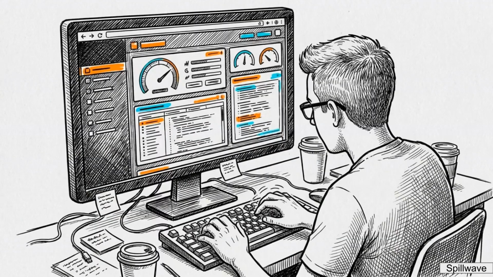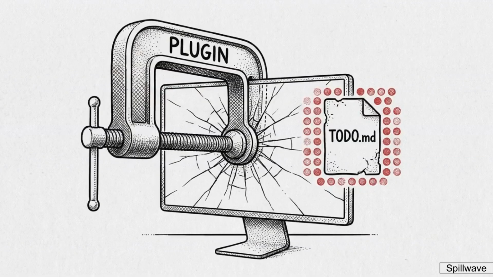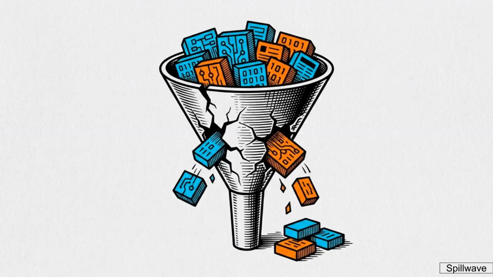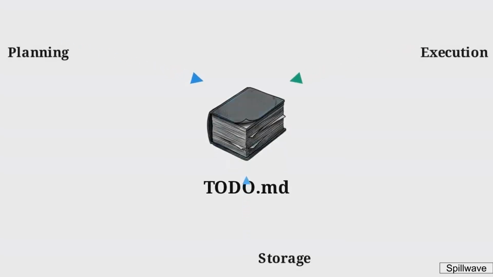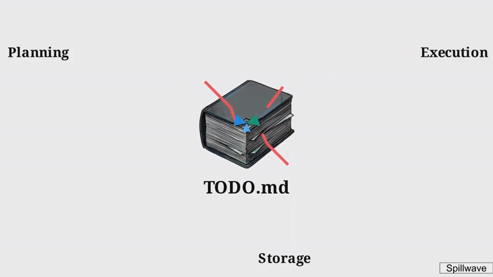To force the agent back on track, engineers usually reach for an overlay. They bolt on a heavy project management plugin or nag the model every 5 turns to update a single TODO.md file. This creates a structural bottleneck known as the single tracker fallacy. Forcing one monolithic file to handle planning, live execution, and storage simultaneously creates fatal context bloat.